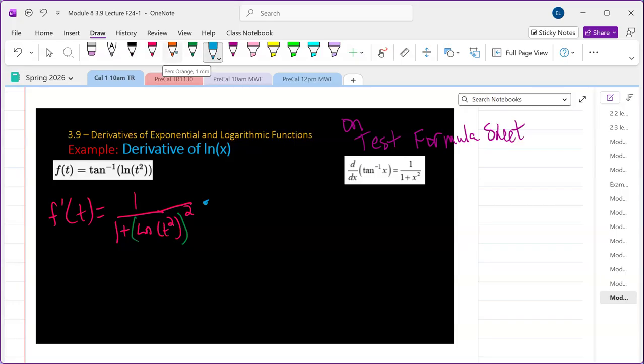Well, the derivative of natural log of something is 1 over something. And then times the derivative of that something, which would be 2t.